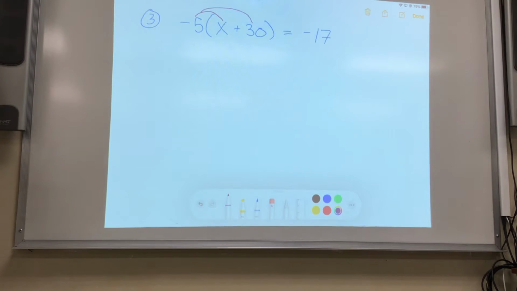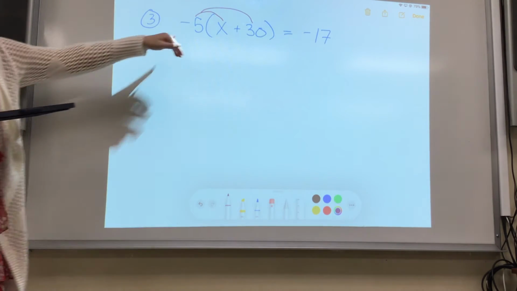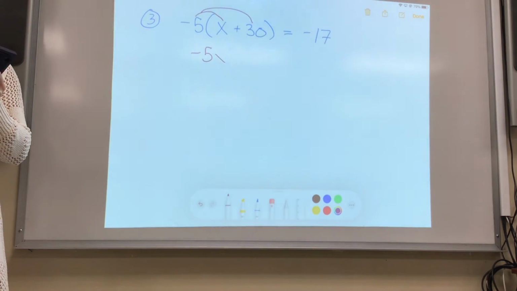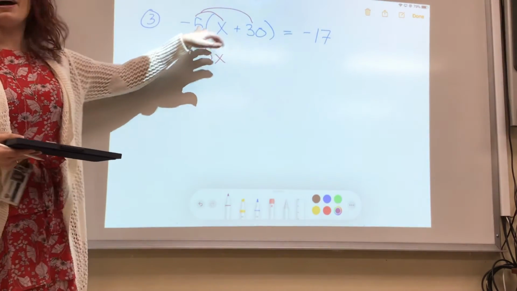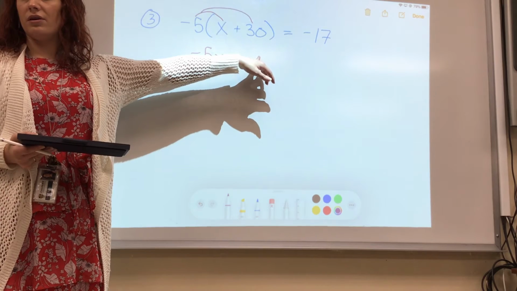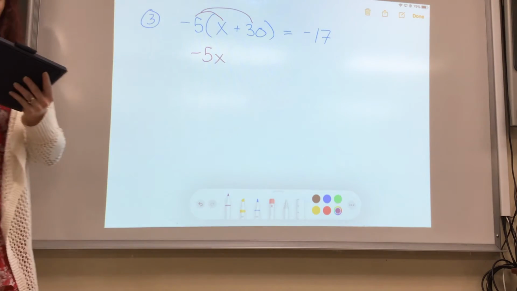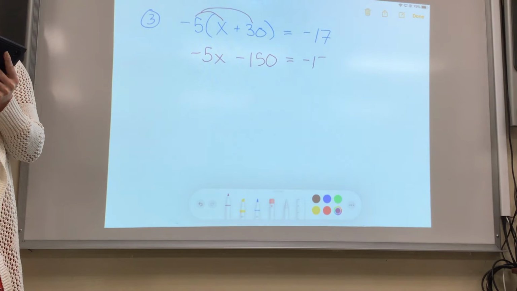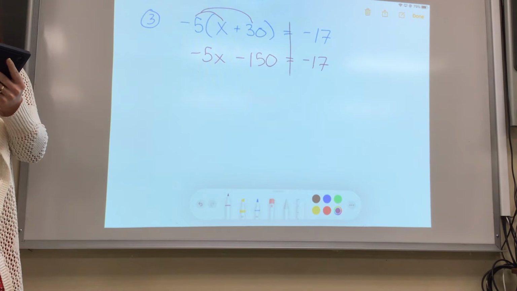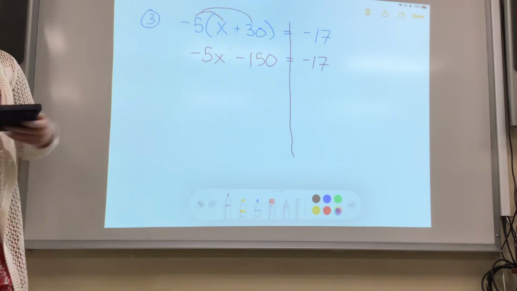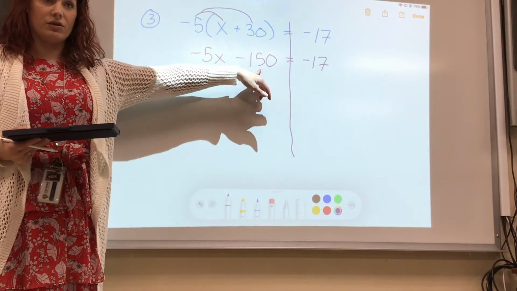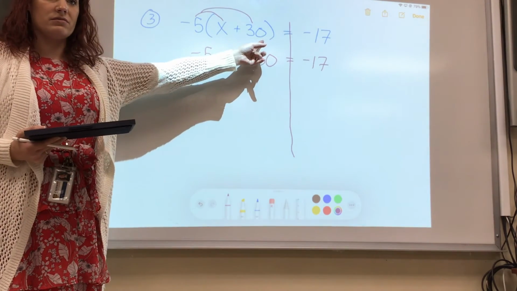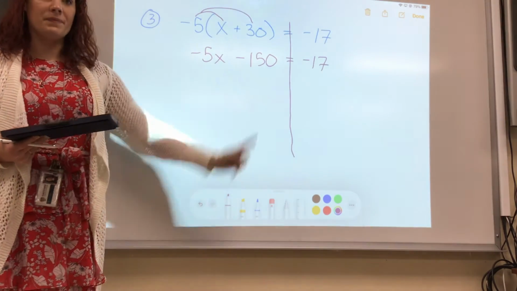It's gotta be multiplied by both of the terms in the parentheses. So negative 5 times x is negative 5x. What's negative 5 times 30? Negative 150. So I'm gonna write that as minus 150. You can put plus negative 150 if you want to. But negative times positive is negative.